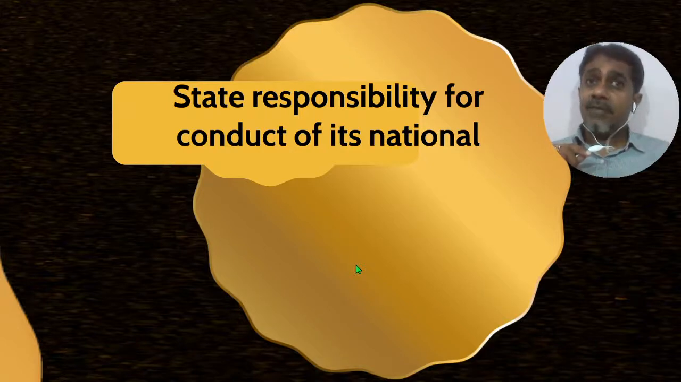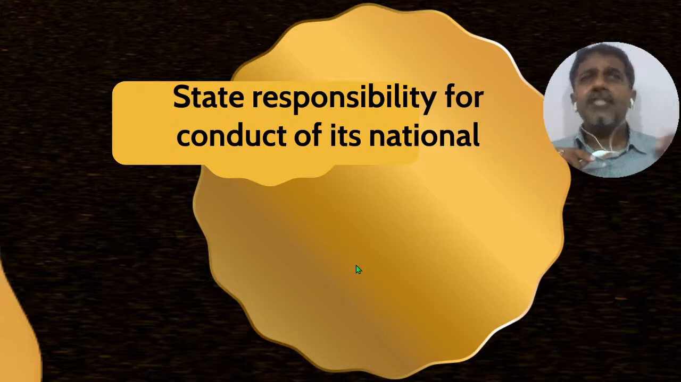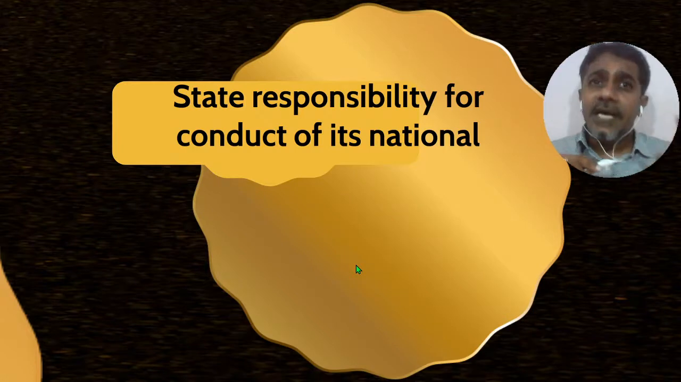But at the same time, we also discussed an exception. Whenever a nation has failed in its duty under international law to prevent its national from committing an illegal act, whereby causing injury to someone else, then you can hold the state responsible.